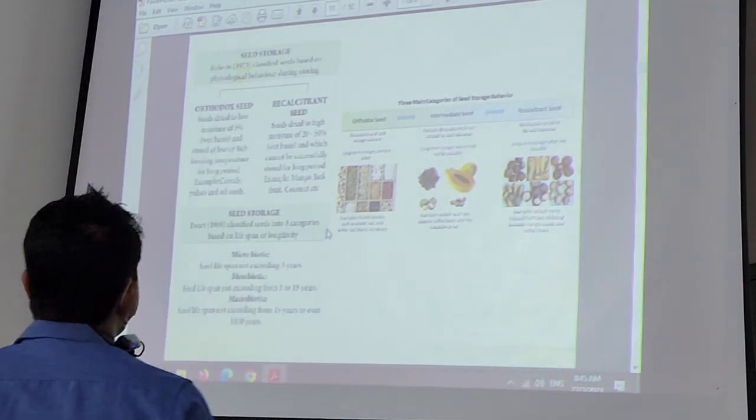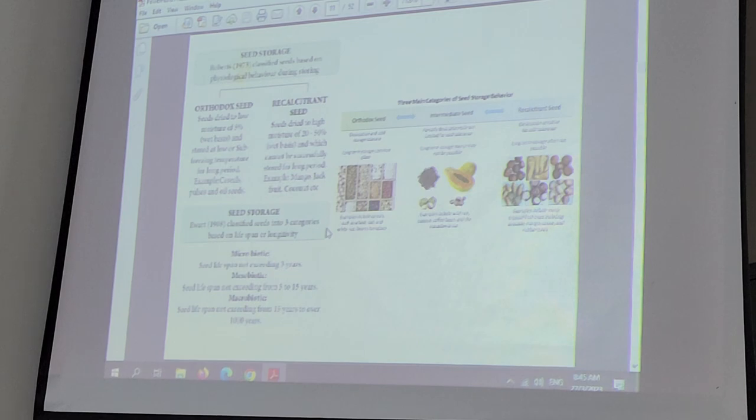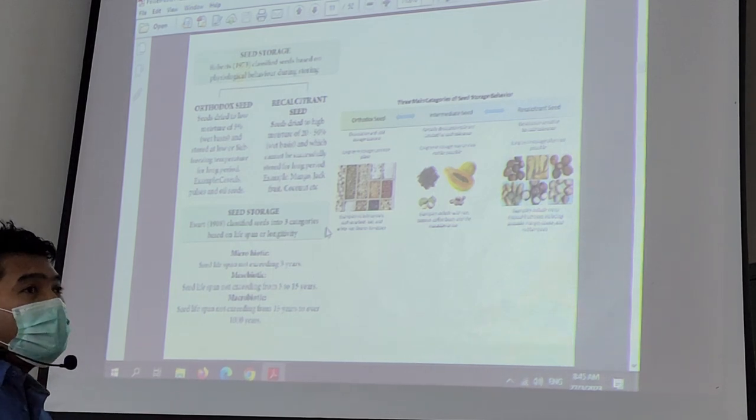For recalcitrant seeds, well, you can dry the seeds, but the seed will pretty much become non-viable. Okay? In order for them to be viable and germinating, they need to stay wet. The moisture content needs to be higher. Okay? So, why is it called recalcitrant?